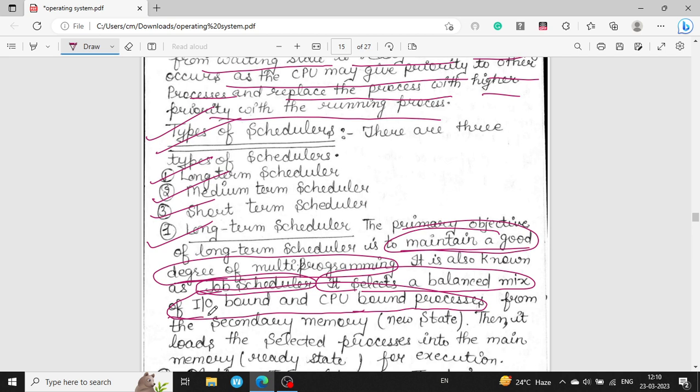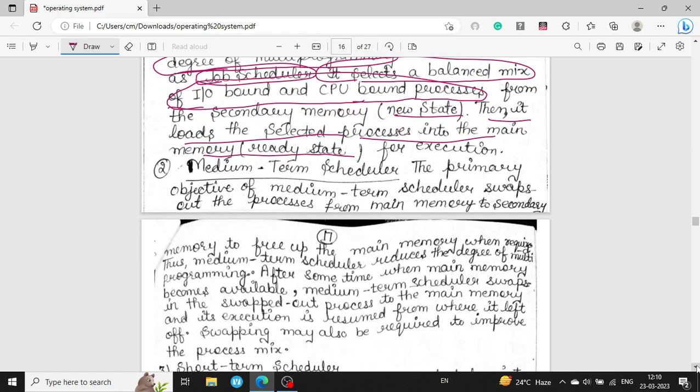Bound means restricted. From secondary memory, which means the new state, it loads the selected process into main memory. That means into the ready state for execution.